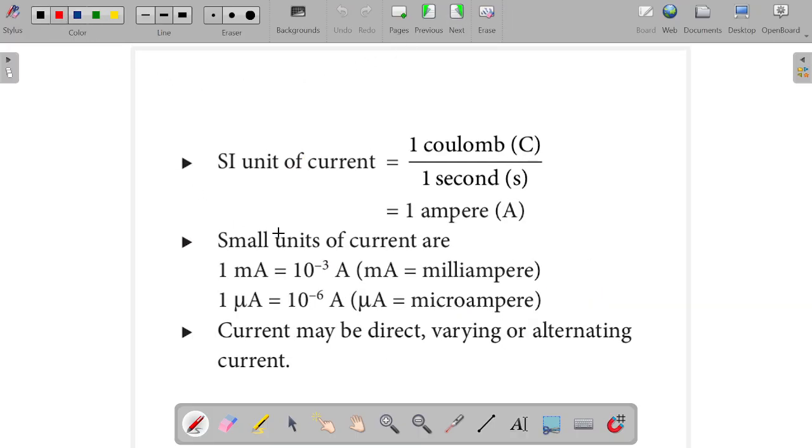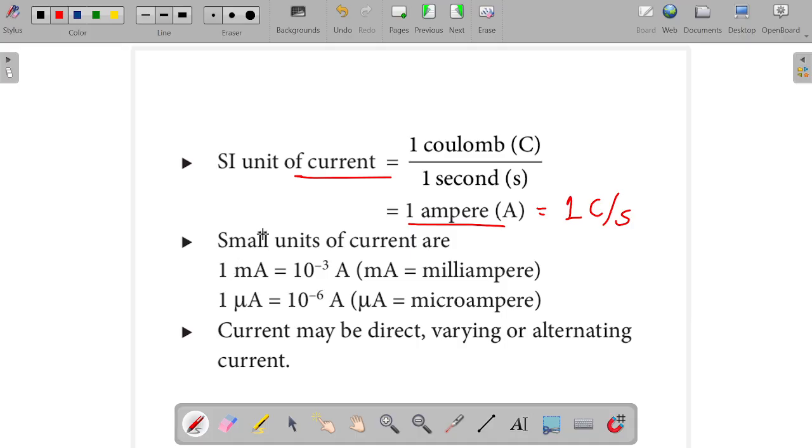From here we will see a few of the units. What is the unit of current and the definition of current? The SI unit of current is the ampere, and it is defined as when 1 coulomb of charge flows per second. So 1 ampere is equivalent to 1 coulomb per second.